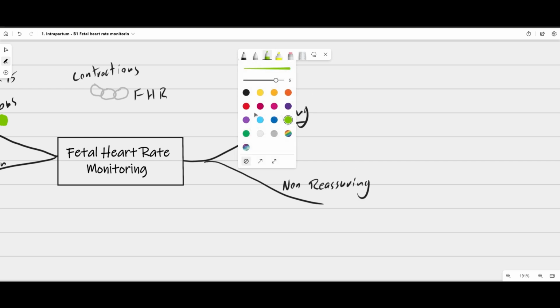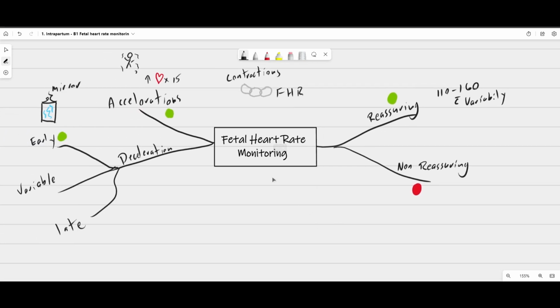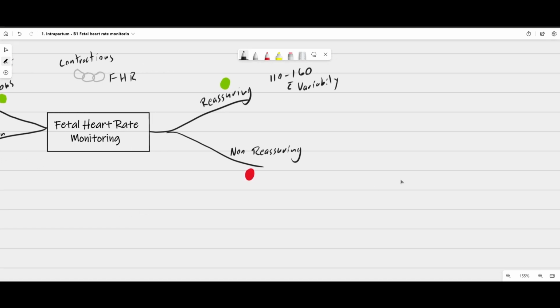As you can imagine, since it's opposite, we're getting a red light down here. Now with our reassuring, our heart rate's going to be stable at about a baseline 110 to 160. Some places say 120. As long as it's somewhere in this group or pretty close to it, we're in good shape. We also want variability. So a little bit of variability when we're looking at it, meaning it's going up, it's going down. We see some accelerations, we see some early decelerations, but we're not seeing any of these late or variable decelerations.